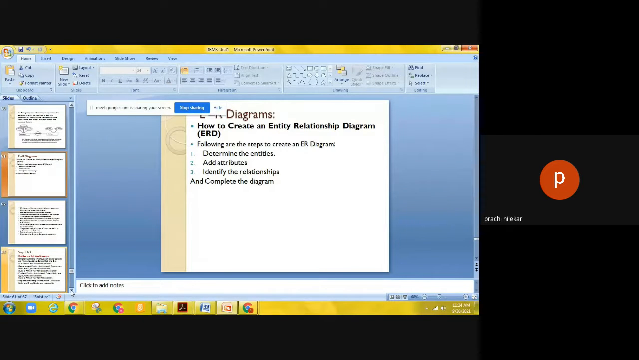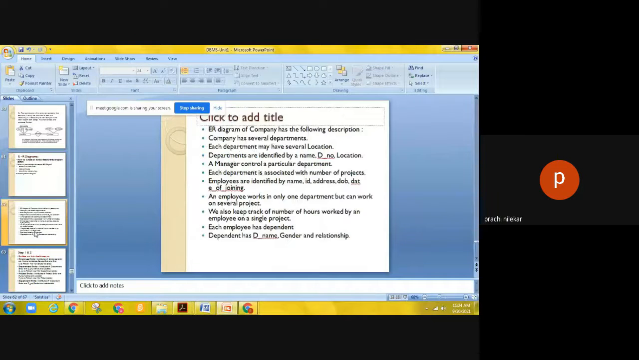Let's see with an example. Here, the customer came with his requirement. We are drawing the ER diagram for a company with the following descriptions. Just note it down. Now we are creating the ER diagram for a company. So these are the requirement list.